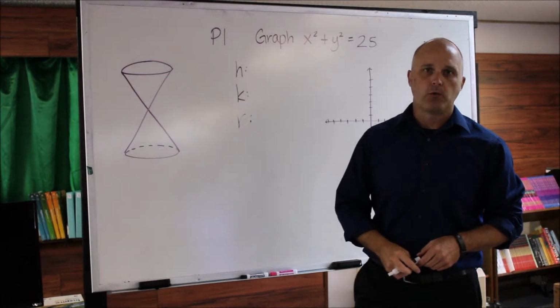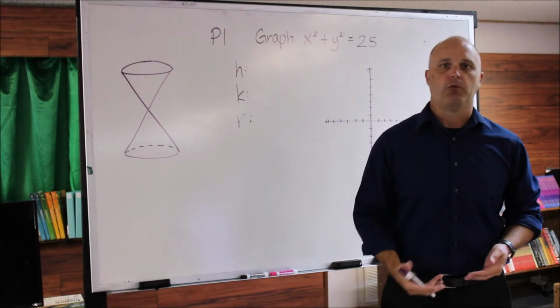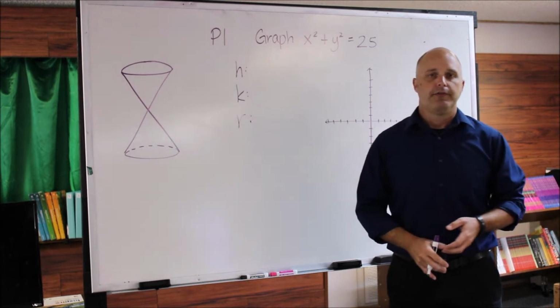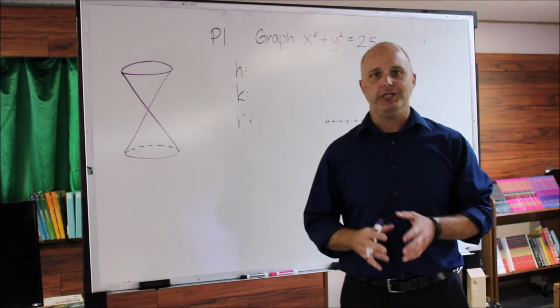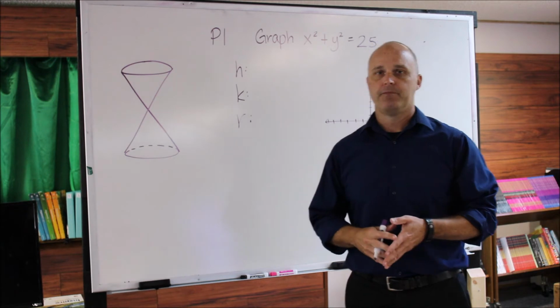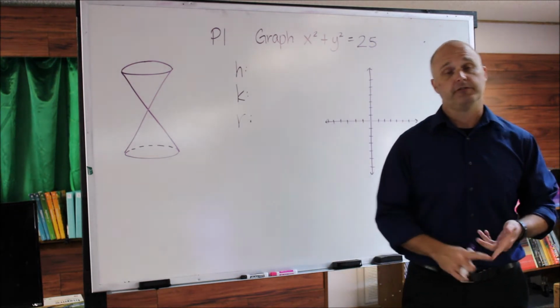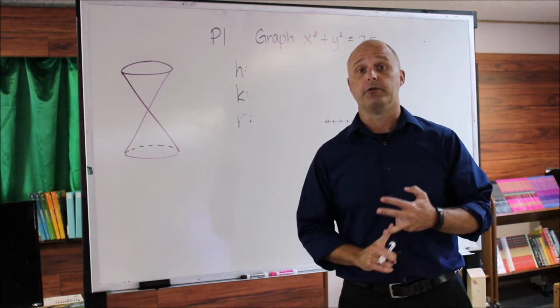In problem number 1, we're going to be asked to graph x squared plus y squared equals 25. There's really only 3 pieces of information that you need to know in order to be able to graph a circle. The first one is going to be your h value, the second one is your k value, and the third one is going to be your radius.